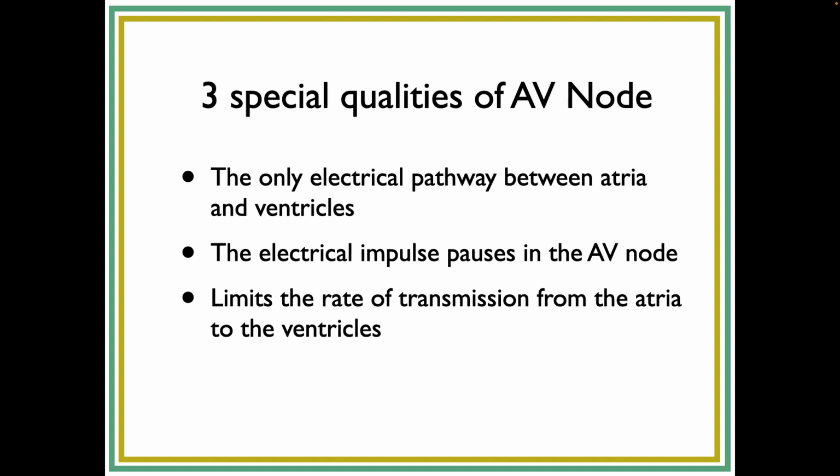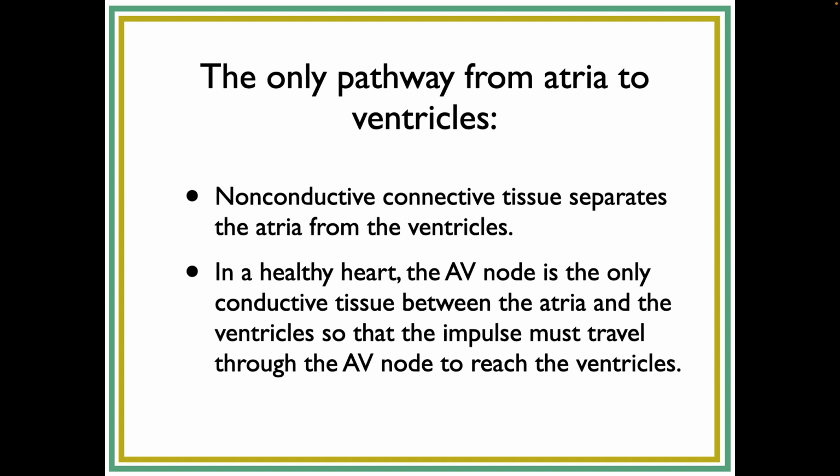Three special qualities of the AV node: it's the only electrical pathway between the atria and the ventricles, the electrical impulse pauses, and that also limits the rate of transmission from the atria to the ventricles. We'll come back to that. There's only one way for the electrical impulse to get from the atria to the ventricles, and that's through the AV node. Every other place is non-conductive tissue. It's the only way in a healthy heart.